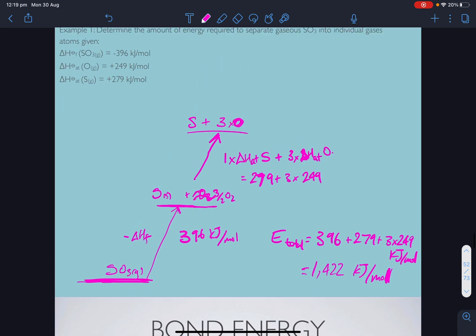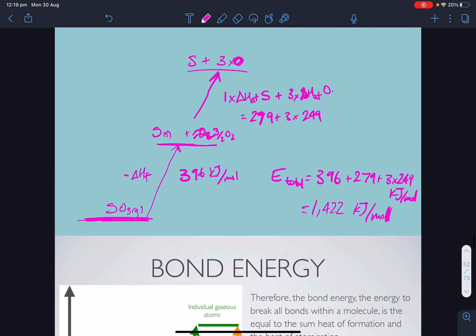Okay, gonna leave it there and I'll start talking about bond energies.